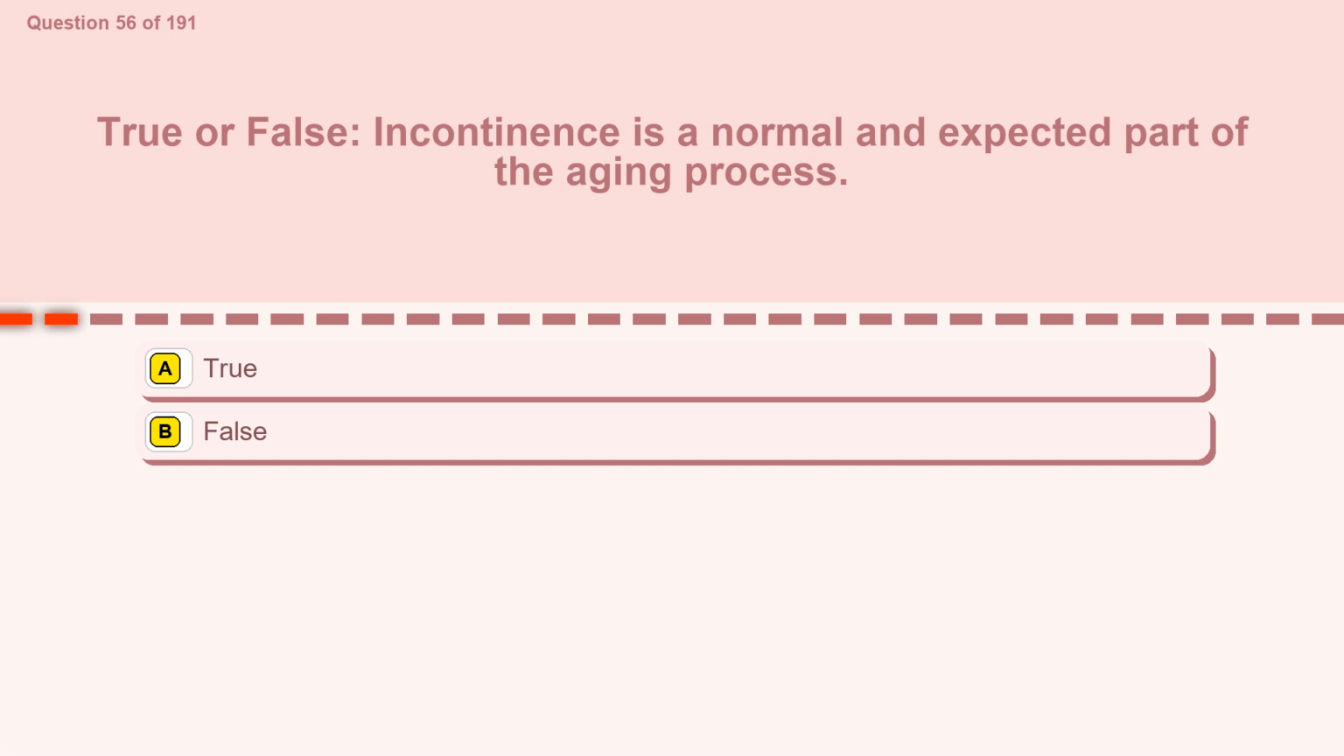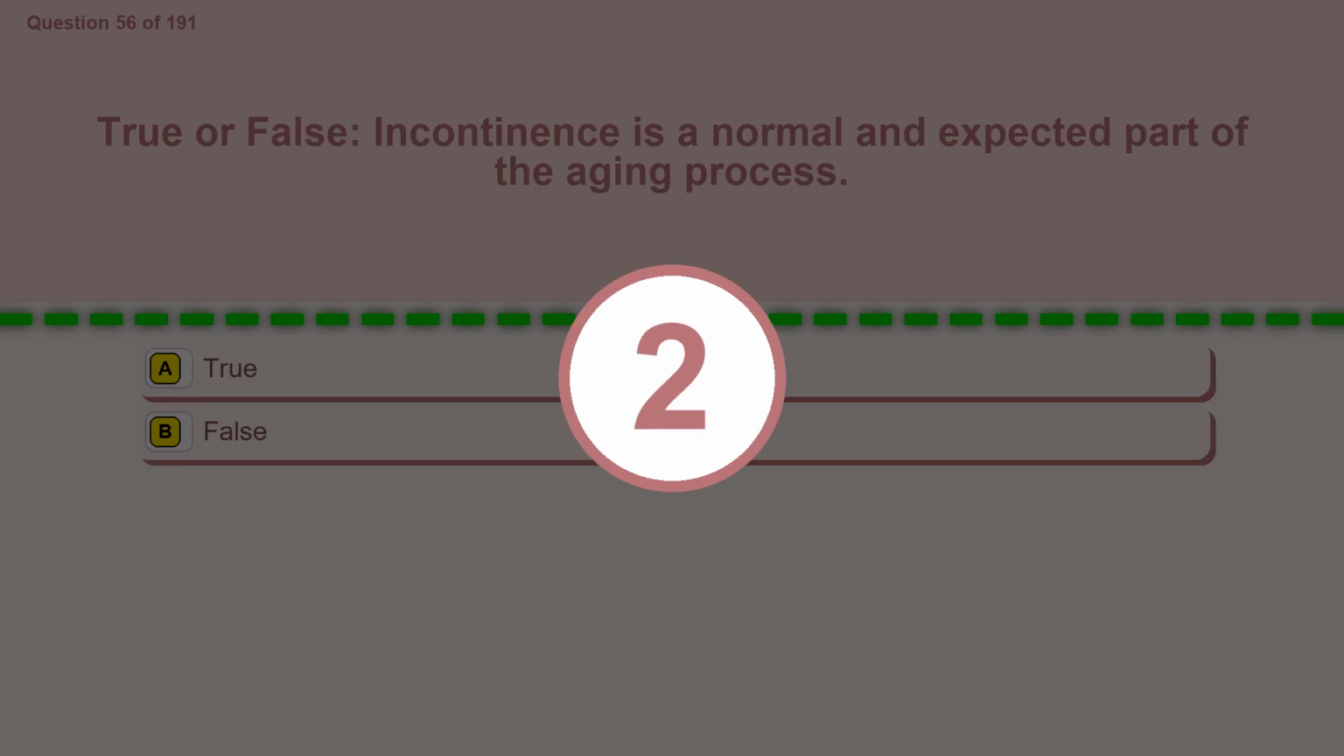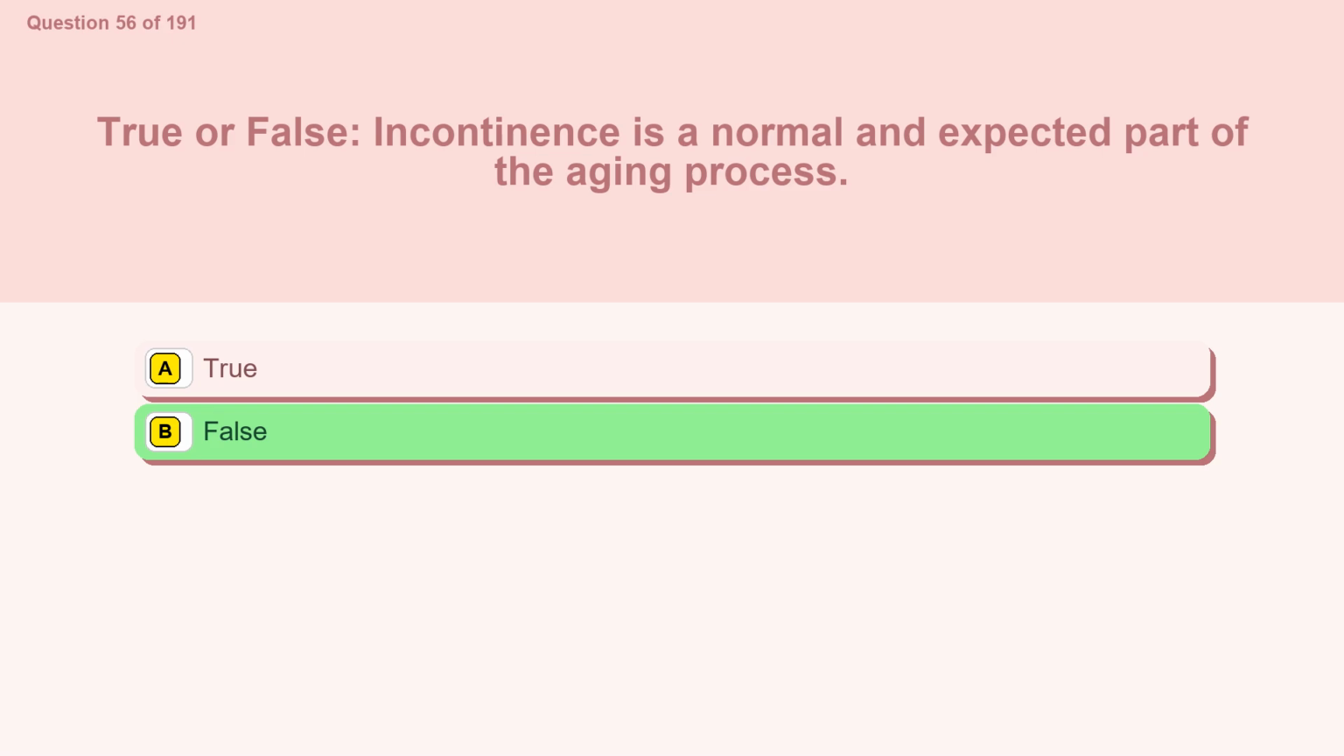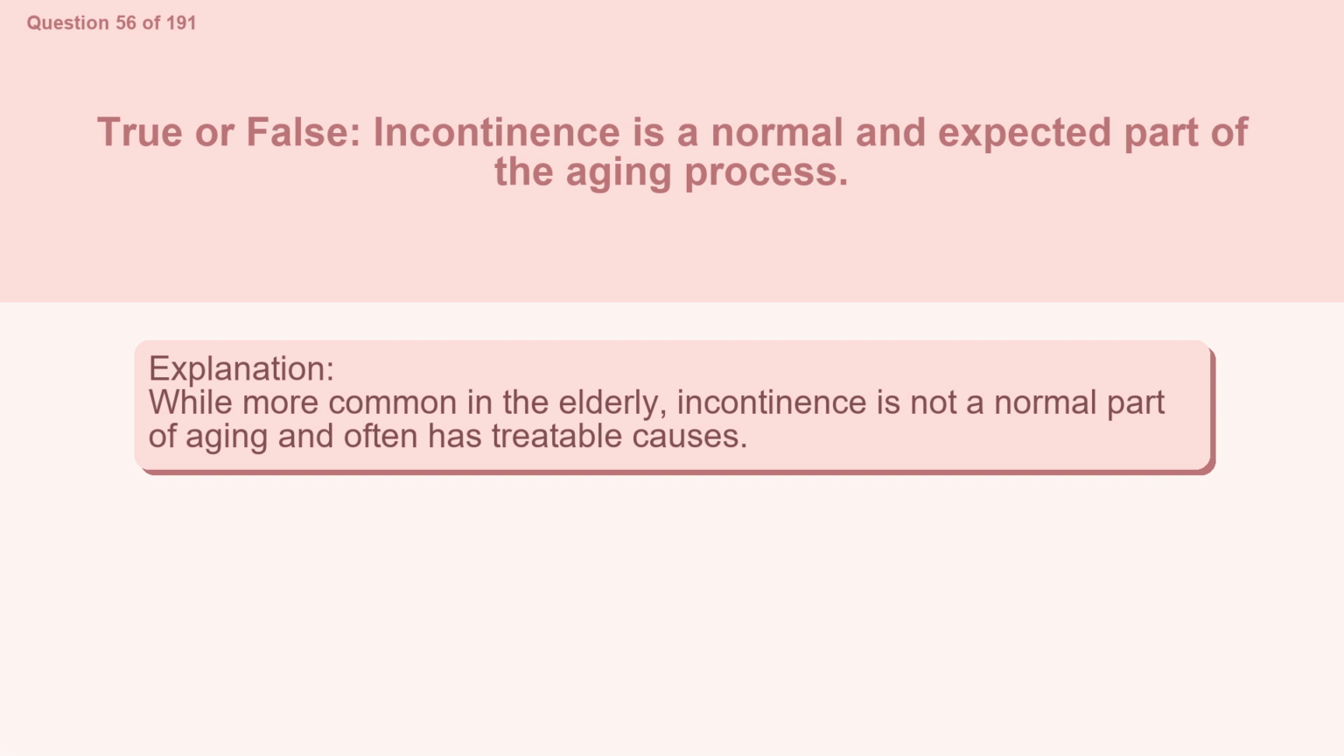Question 56. True or false, incontinence is a normal and expected part of the aging process? Option A, true. Option B, false. The correct answer is option B, false. While more common in the elderly, incontinence is not a normal part of aging and often has treatable causes.